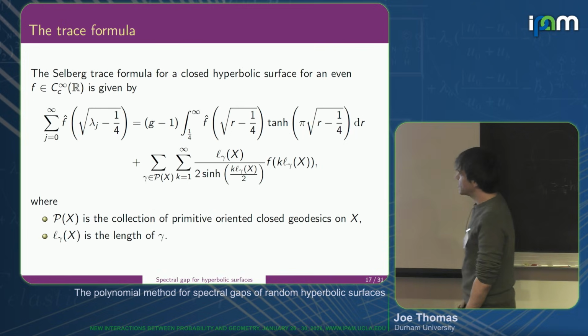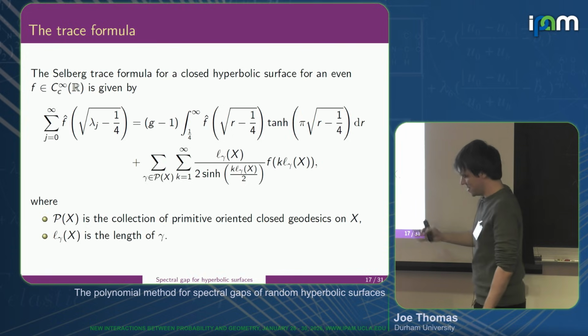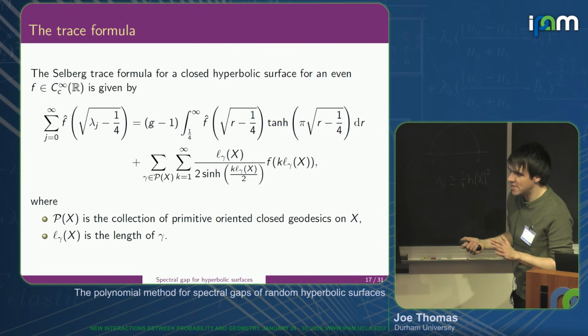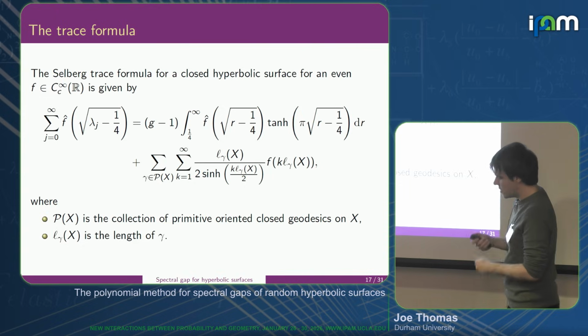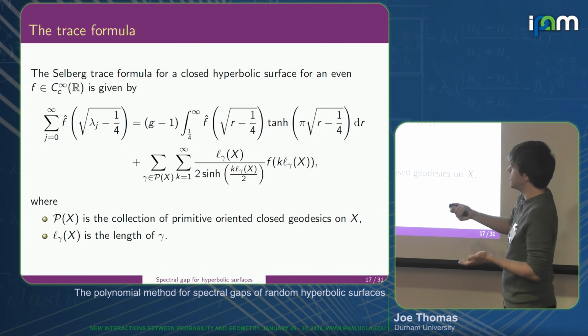Okay, so if you've not seen the trace formula before, it may look a bit intimidating, but this is what it is. It's just a formula that relates the spectrum of the Laplacian to the length of closed geodesics on your surface. It's nothing more than this. So if I look at the Laplacian on its own, it's an unbounded operator. I can't really take its trace. It's just going to be infinite.